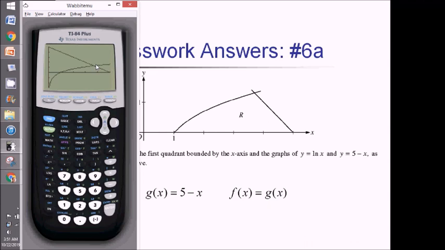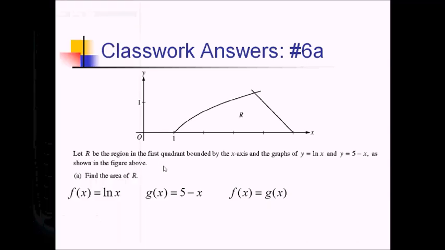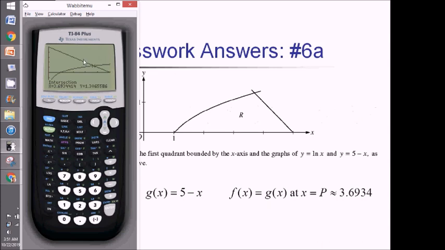We've got this intersection right here. Let me do second trace, option 5, and then enter, enter, enter near that intersection, 1, 2, 3. Gives me an x value of about 3.6934. And on paper, I'm going to call that p, so I don't have to keep writing it. I'm also going to quit out of my graph, and I'm going to store that value as alpha p on the calculator. So now I can use it whenever I want.